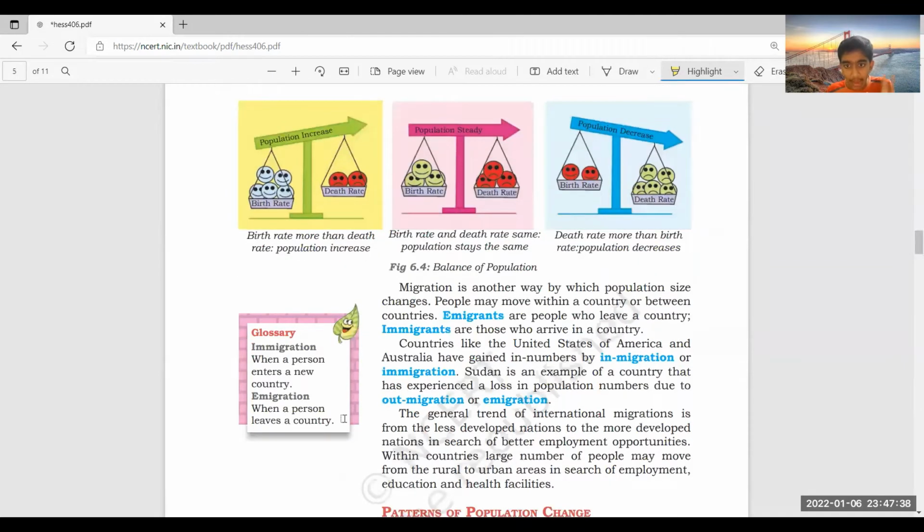Simple. Now, emigrants are those who leave the country. Immigrants are those who arrive in the country. Okay, in and out. They play an important role in migration, right?